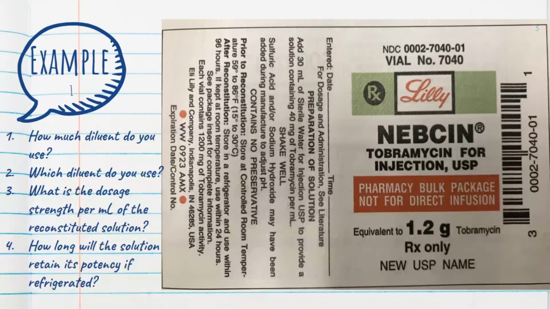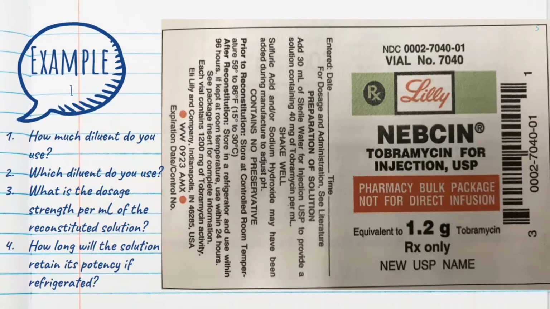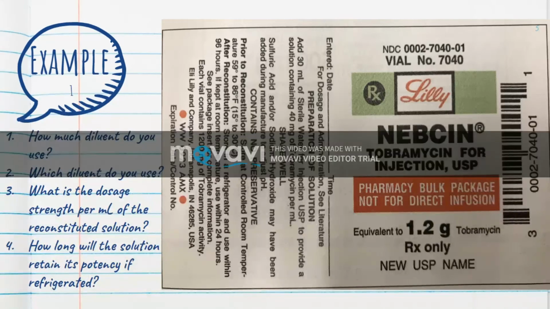So go all the way down there where it says after reconstitution. It says store in a refrigerator and use within 96 hours. But if kept at room temperature, use within 24 hours. So you have to read these package directions to make sure that your medication hasn't gone bad. Or what if somebody left it out on the counter and forgot to put it up? You'll have to discard that if it's greater than 24 hours later.